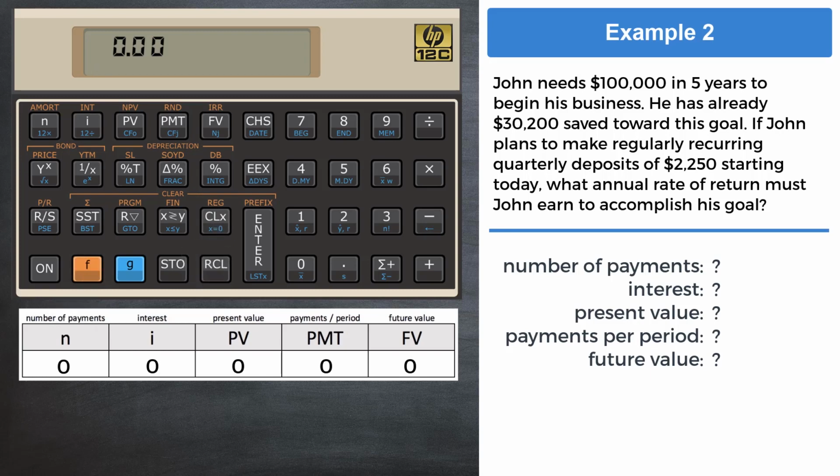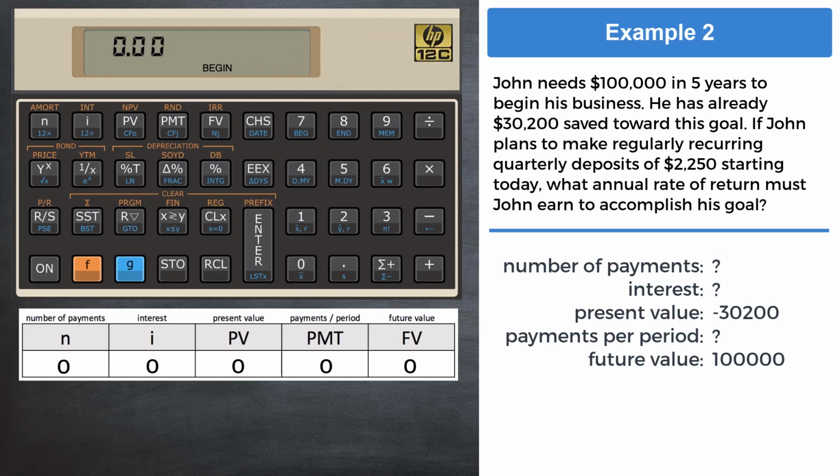In this question, we can identify present value and future value easily. The rest we need to be careful of two things. First, the question uses the words starting today, which means that the quarterly deposits are made at the beginning of each period, and that makes a difference. Let's take care of that immediately. Set the HP12c to begin mode by pressing the keys G and the 7 key. You'll notice this has the letter BEG in small blue letters. You'll see the word begin on the LCD display.